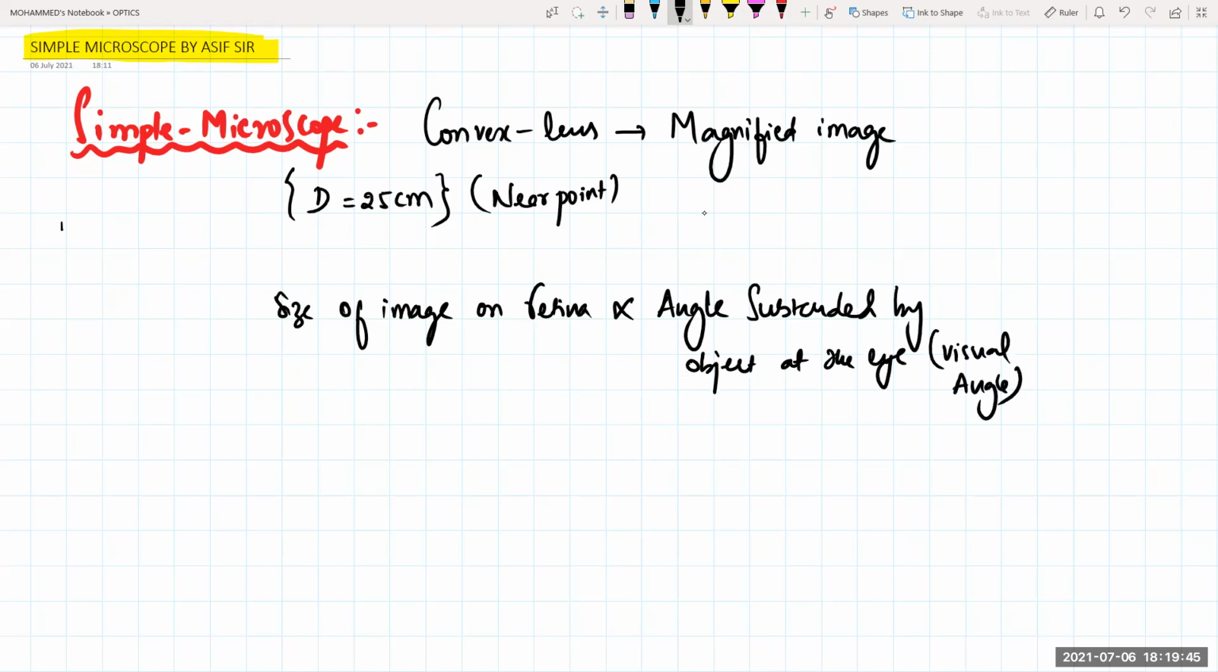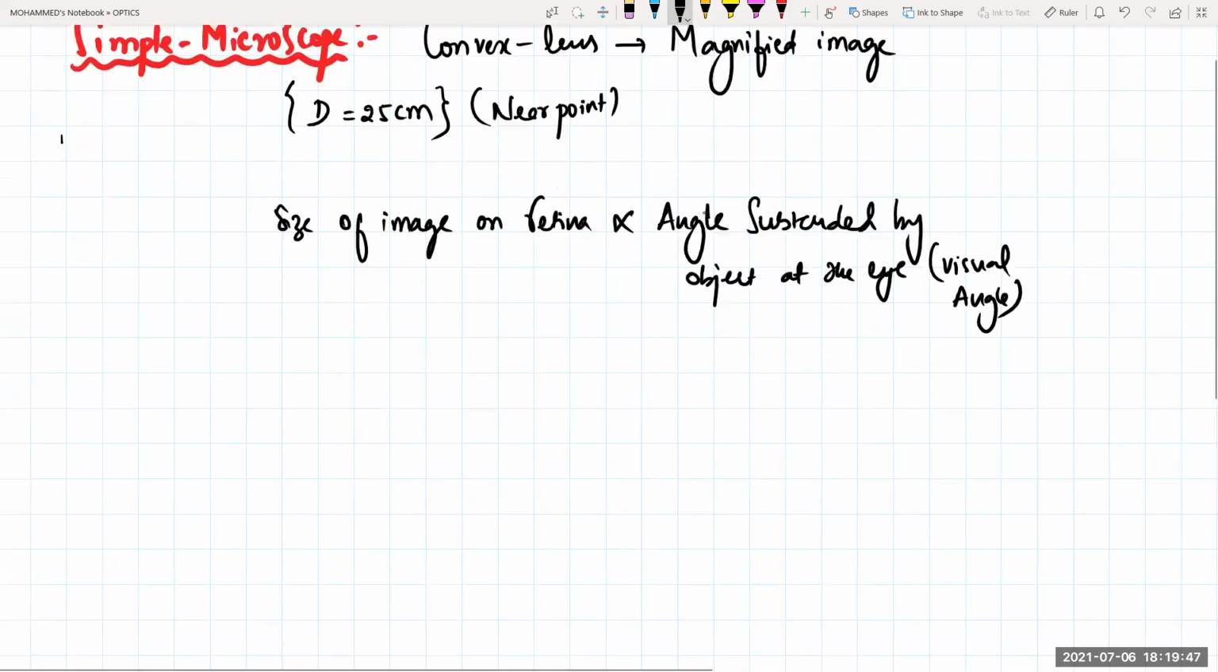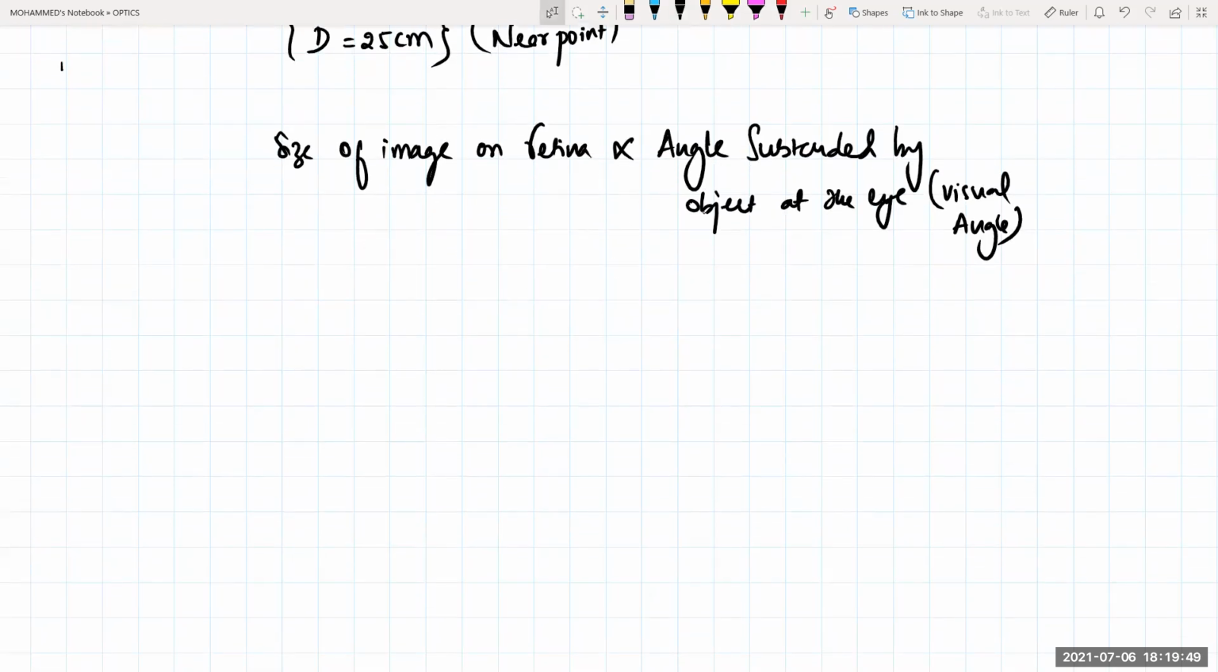So what is the visual angle? The angle subtended by the object at your eye is known as the visual angle. The angle made by the object at your eye is known as the visual angle. So the size of the image on your retina is directly proportional to the angle subtended by the object at your eye, which is known as the visual angle. Is it clear?